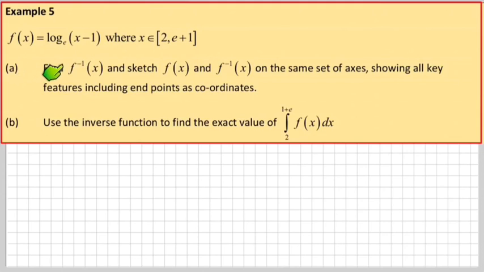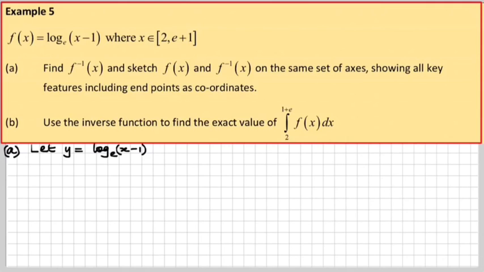In the first part of this question, we have to find the inverse and sketch both the original and the inverse on the same set of axes, showing all key features, including endpoints as coordinates, etc., and we will do that. And in the second part, we've got to use the inverse function to find the exact value of that, which we definitely can't do analytically if that is a log function. So this is a way of getting around the fact we can't analytically do that. And they do ask this in the Methods exam, so you do need to know what's going on.